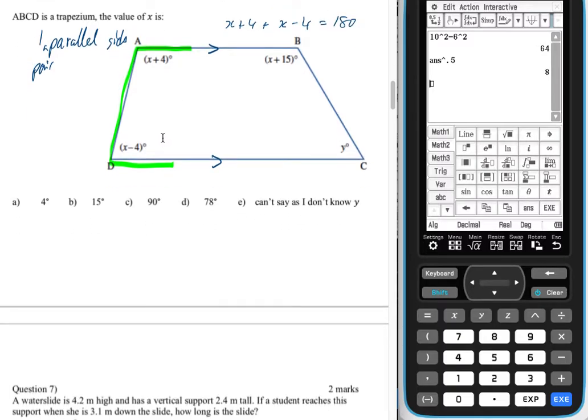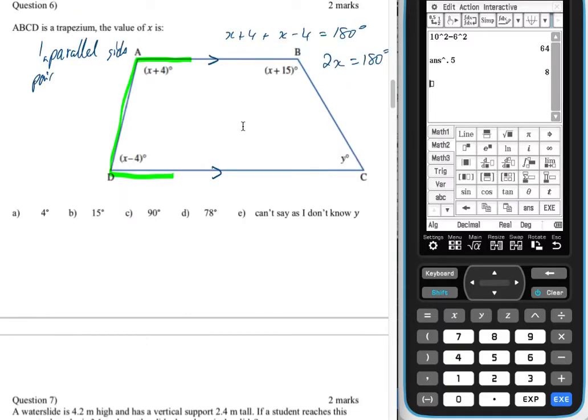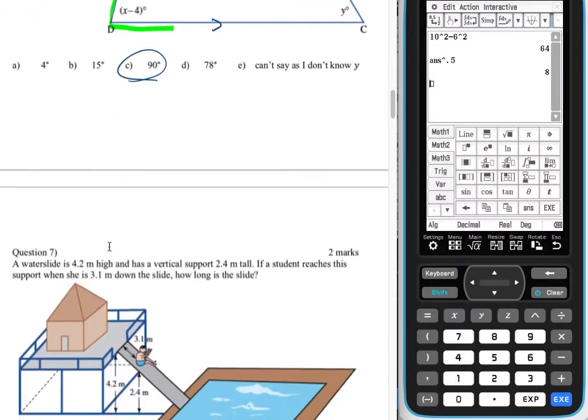Okay, we're on to, and let's just let that load up. Apologies. There we go. So 2x is equal to 180 degrees. x is equal to 90. Therefore, yeah. Okay, next question.